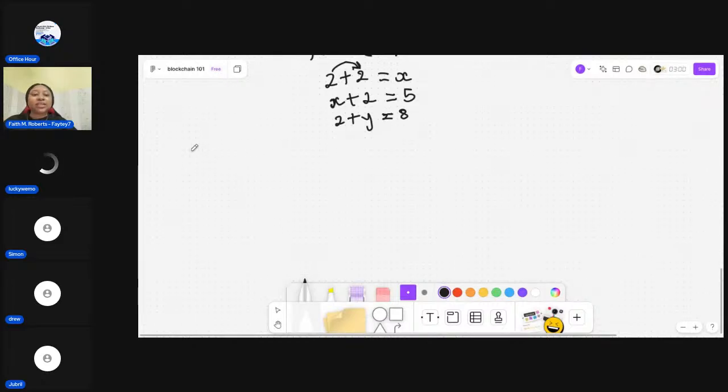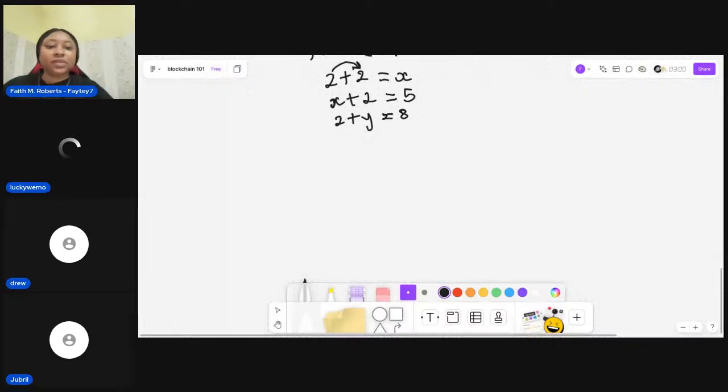All right. So let's work on the example in the slide. If a smart contract pays out x tokens. What else?